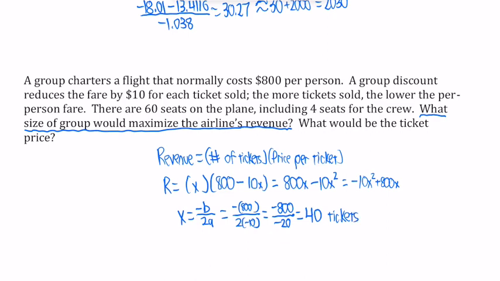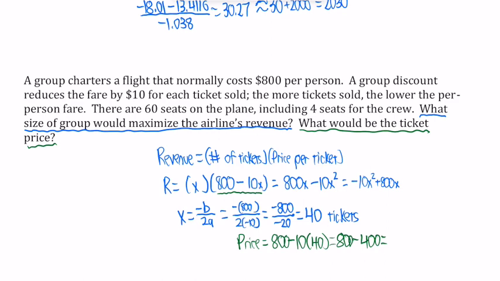The second half of the question, instead of asking what the maximum revenue is, says, what would be the ticket price? And remember, the price per ticket is 800 minus 10x. So when we're writing out what the price is, we can say that our price equals 800 minus 10 times 40, which gives us 800 minus 400. We get that the price would be $400.